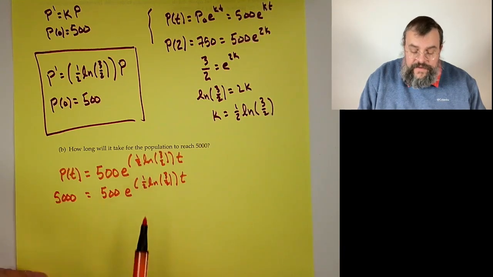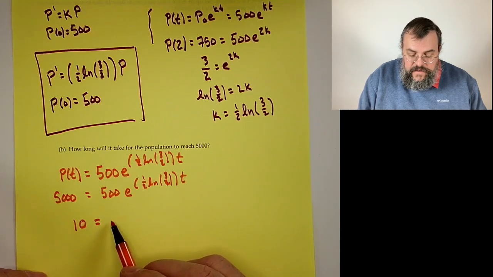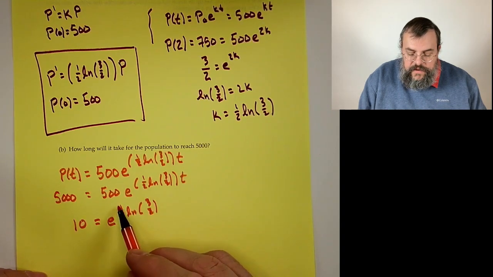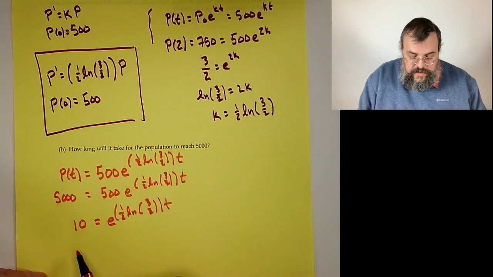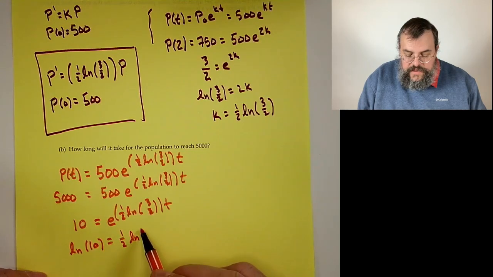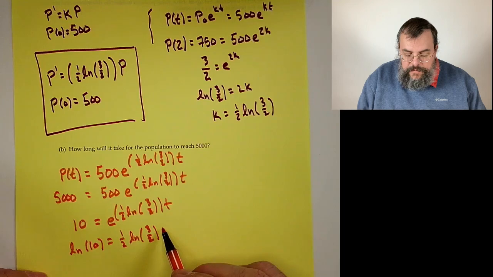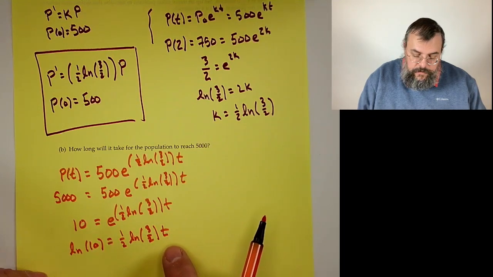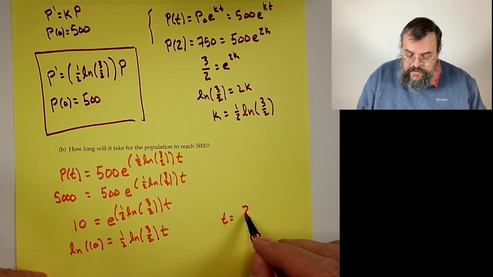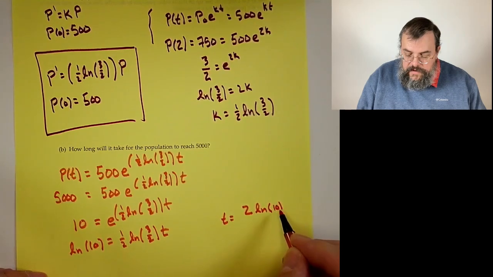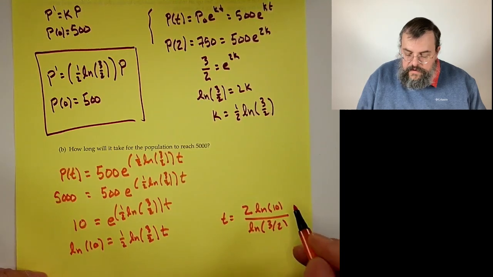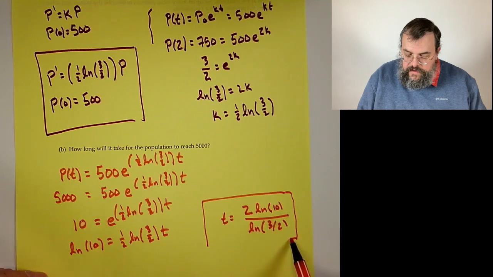Well, divide both sides by 500. We get 10 is equal to e to the, again, 1/2 natural log of 3/2 times t. Take the natural log of both sides: natural log of 10 is equal to 1/2 natural log of 3/2 times t. And finally, get t by itself. So we multiply both sides by 2, which gives us 2 times natural log of 10, and then divide by natural log of 3/2. And, well, that's the answer.